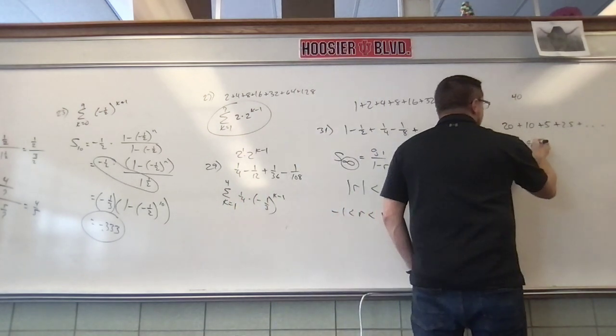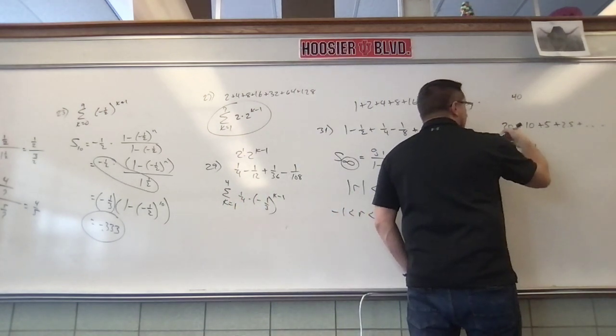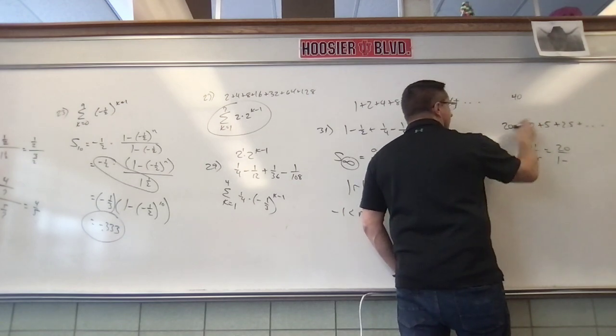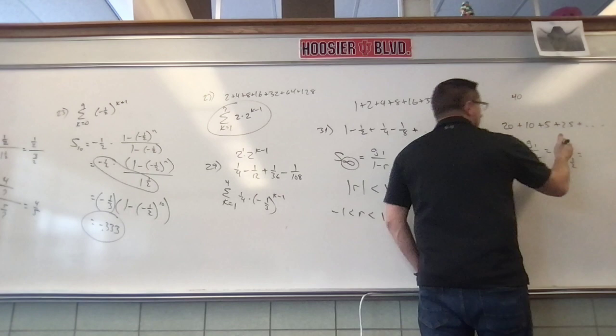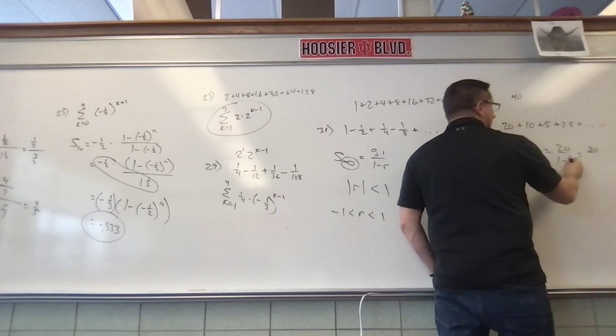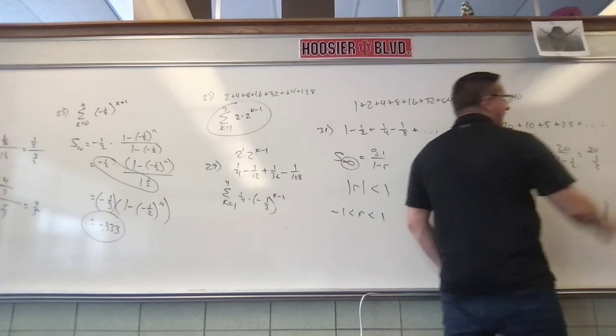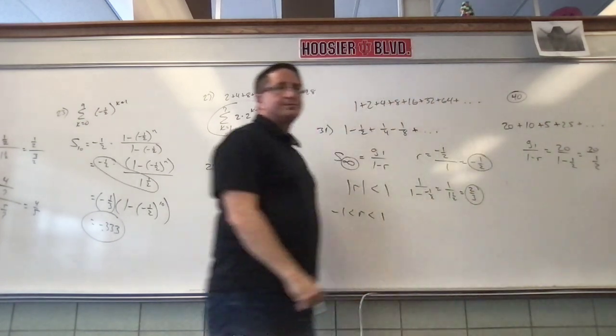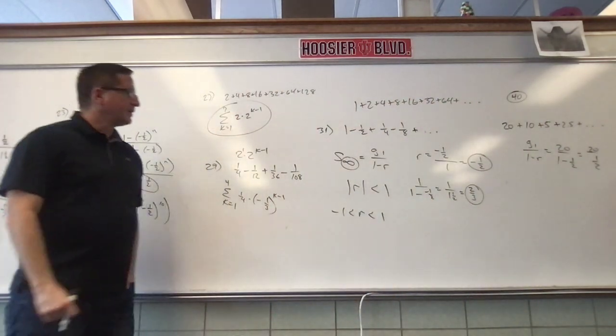So in this case, g sub 1 over 1 minus r: g sub 1 is 20 over 1 minus my rate. My rate is a half. 20 over 1 minus a half is 20 over a half. How many half dollars are in $20? 40. There it is.